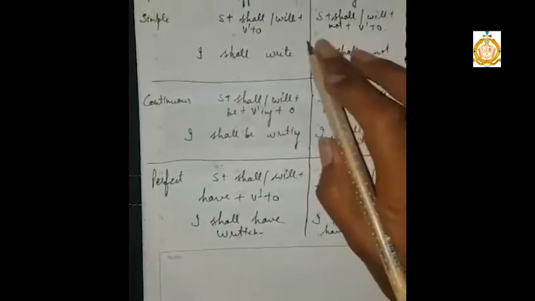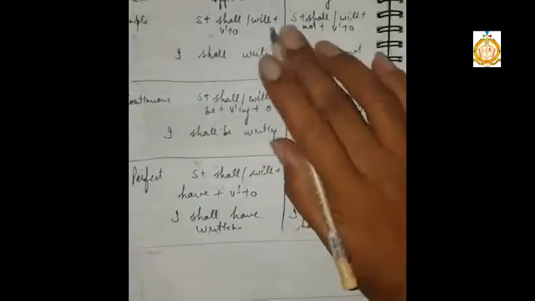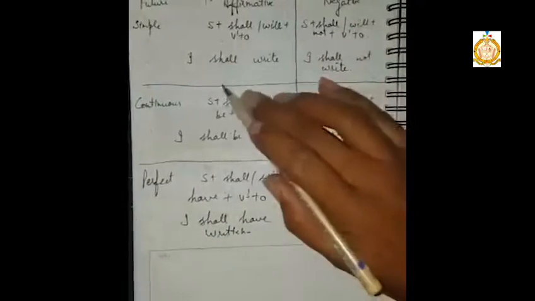Now we will discuss the future one. Future tense, firstly affirmative, how to change affirmative sentences into negative, simple one. Subject and shall will be there, first form of verb and object. We will simply add the word not over there. I shall write, we will change it into I shall not write.